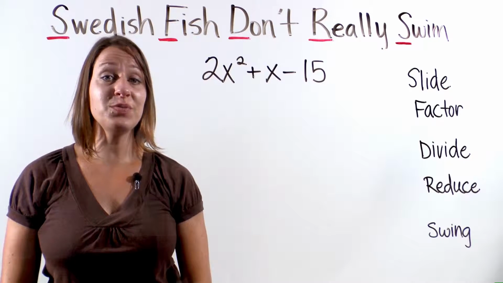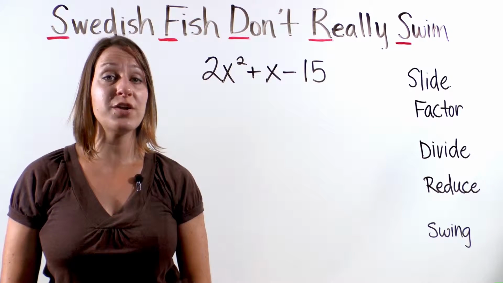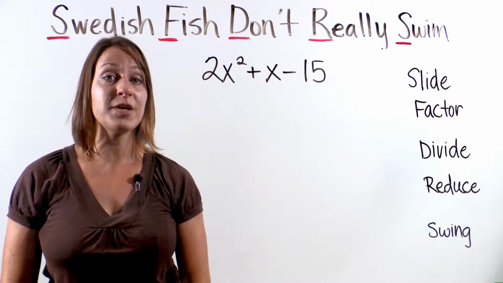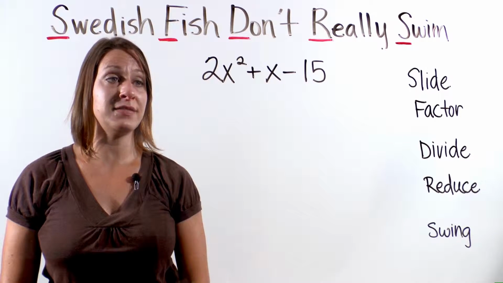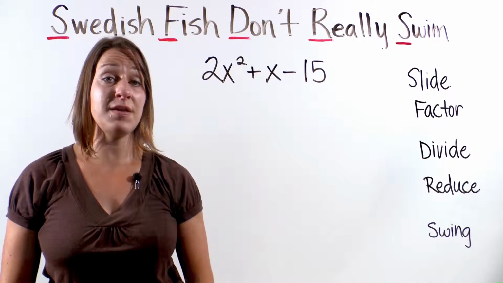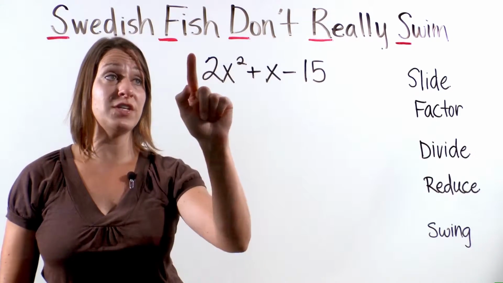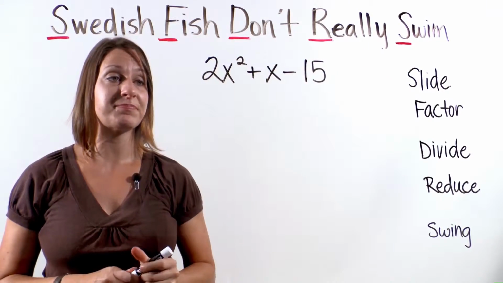Okay, let's do one more example. Let's factor the trinomial 2x squared plus x minus 15. We're going to use the same method as before. Swedish fish don't really swim.